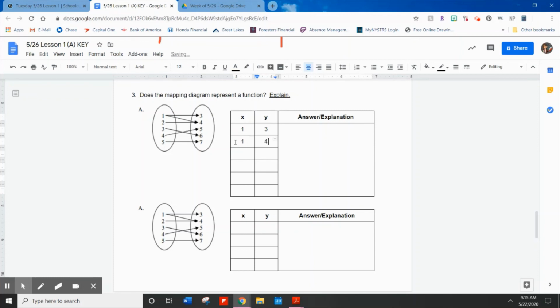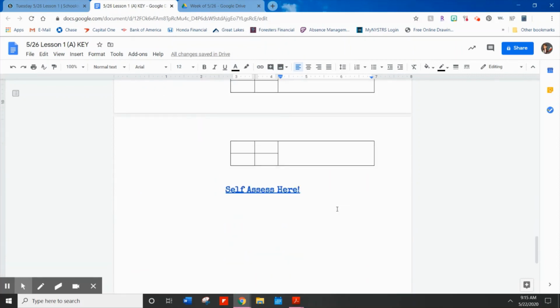And you know what? You can stop right there because look, my x values are repeating. So this is not a function because the input value of 1 has 2 output values, which are 3 and 4. You can also say the x values repeat. Okay? And try the next one on your own.